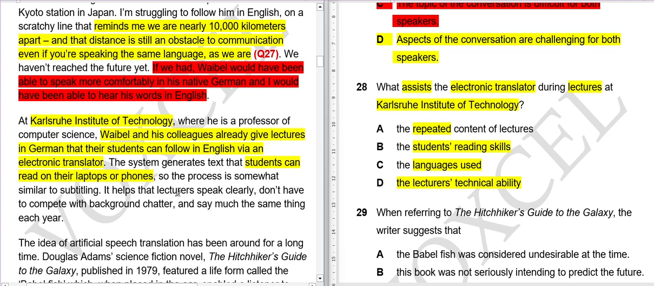Whenever you are watching a movie in a language other than your native one, what people do is choose the option of subtitles, and whatever the person is speaking at that particular time is written below the screen. Okay, so it helps the lecturers speak clearly, and they don't have to compete with background chatter and say much the same thing each year.